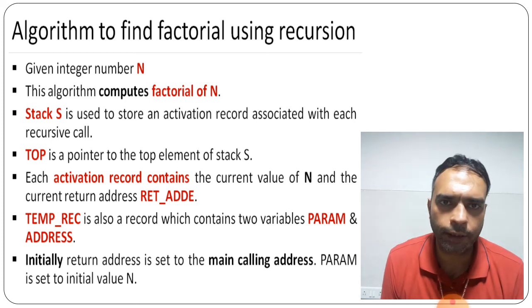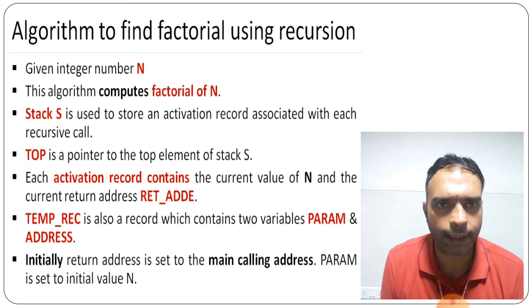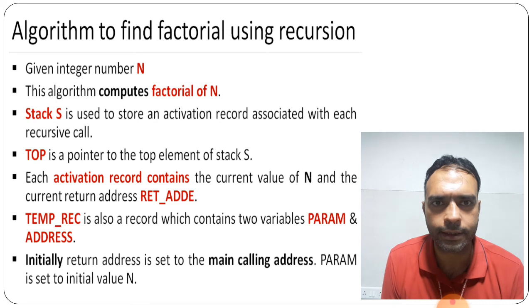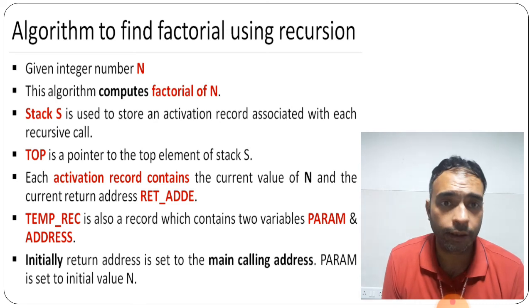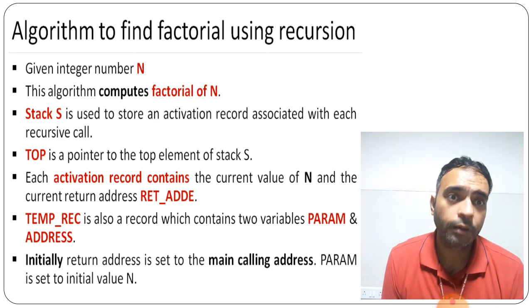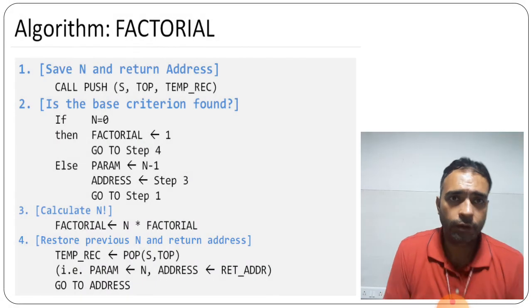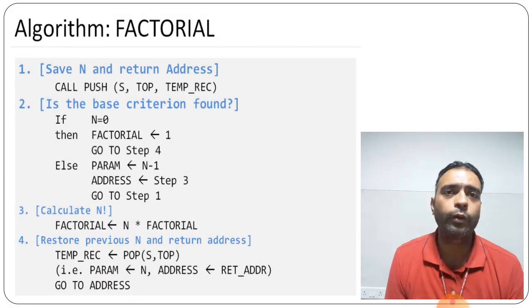Temp underscore REC is the record which contains the two variables. First is param, that is parameter, and the second is address. Initially the return address is set to the main calling address, and param is set to the initial value n. So this is the algorithm, how we have to do it using the stack.